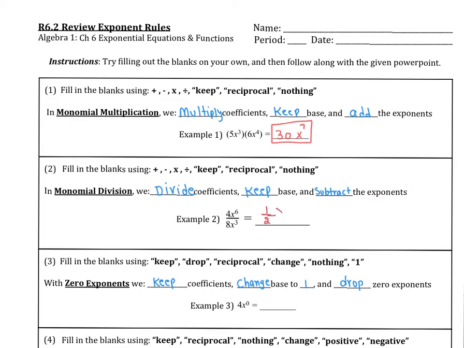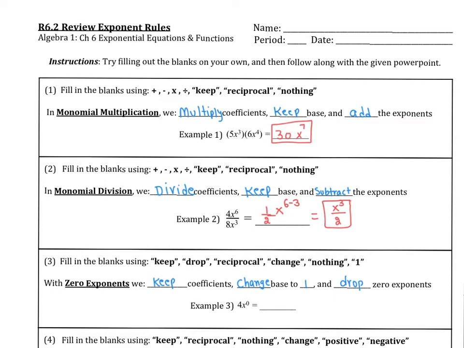And keep the base, that is x. And on top, you're going to subtract the power, so 6 minus 3. So your final answer is going to be x to the power 3 divided by 2. If you notice here, I wrote 1, but you don't have to write 1 if you're already writing x, because 1 times x would be just x.